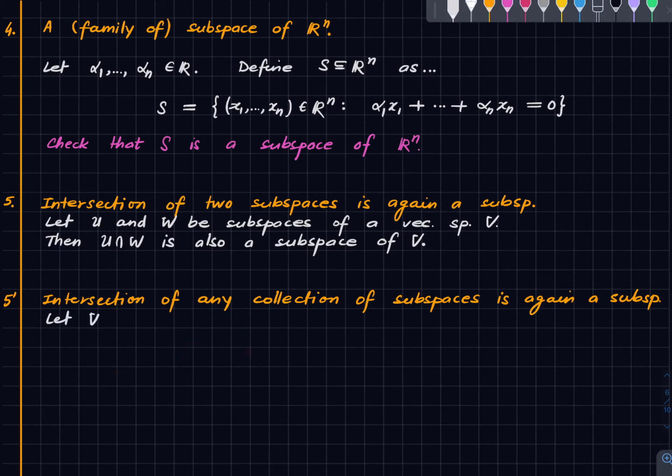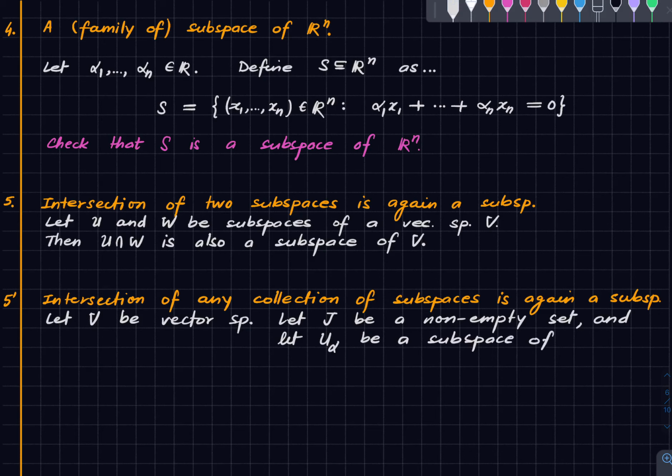So it means that, let V be a vector space and let J be a non-empty set, and let U alpha be a subspace of V for each alpha in J. So there is some indexing set, as we call it. For each element here, we have a subspace of V labeled by that element. So it's a collection of subspaces.